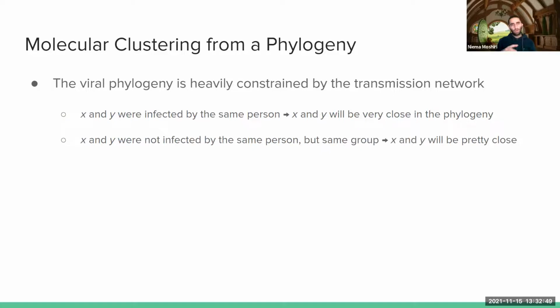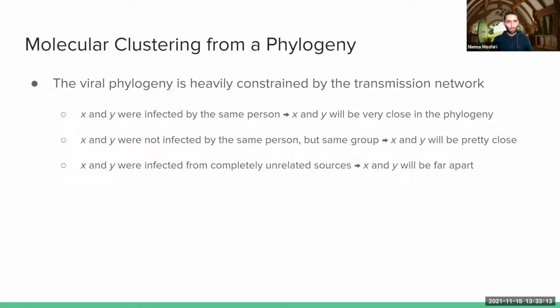Versus if X and Y were not infected from the same exact person, but they were infected in the same group, so they're part of the same transmission cluster. X and Y might not be right next to each other, but they're probably going to be pretty close. Maybe there'll be a couple branches off in the tree. It's not going to be on opposite ends though. They're still going to be pretty close together.